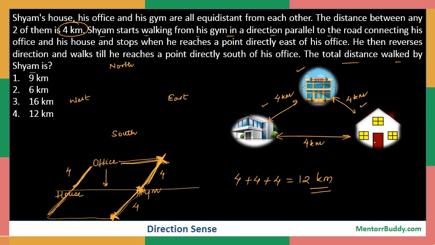So this is how easily we can solve a question based on directions. We just need to be careful about the directions, that is north, south, east, west, and then depending upon the statements given in the question, we can make the person move accordingly. Hence my answer to this question becomes option number 4, that is 12 kilometers.